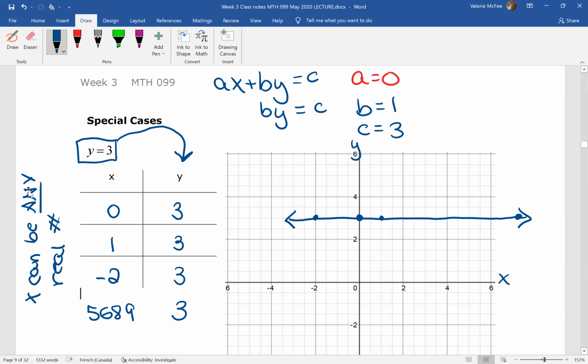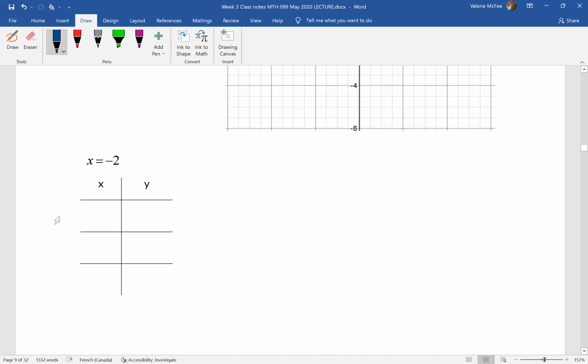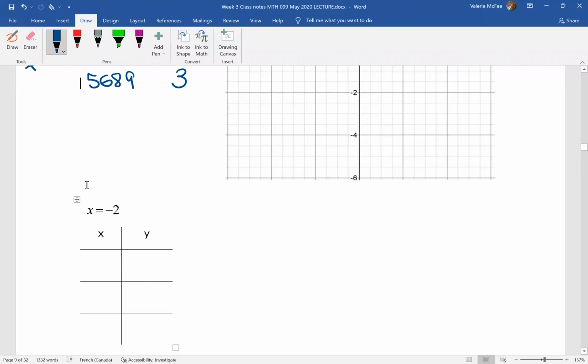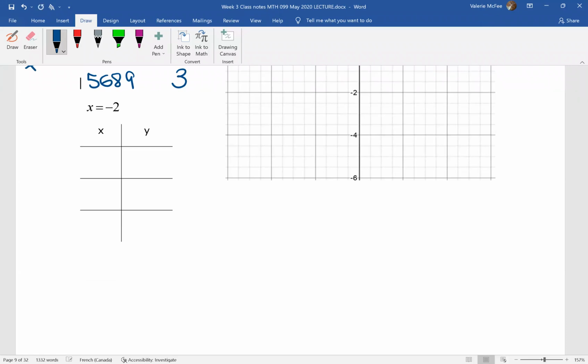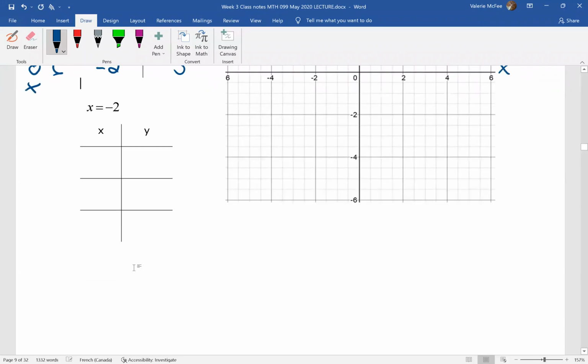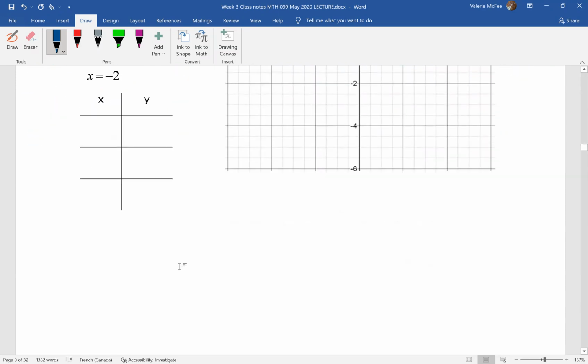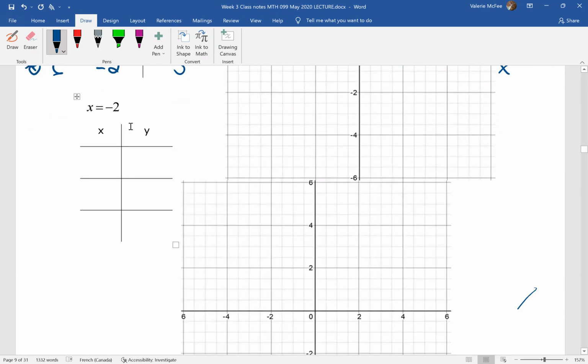Let's look at the other one here. Oh, I seem to have moved my graph accidentally. Let me see if I can get it back. There we go.